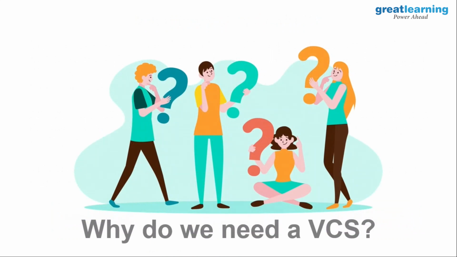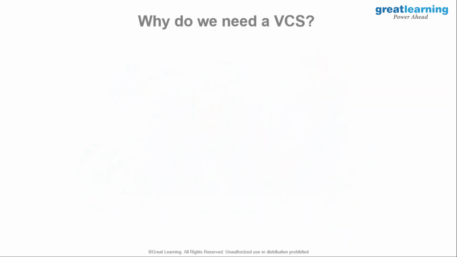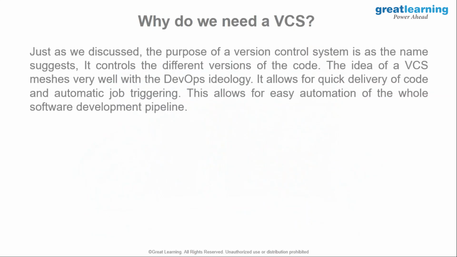All right, so now we know what version control is. Now let's see, why do we need it? We've already discussed some of the reasons. So just as we discussed, the purpose of version control systems is, as the name suggests, to control the different versions of the code. Now, how does this go with DevOps? The idea of a version control system, or a VCS, meshes very well with the DevOps ideology.